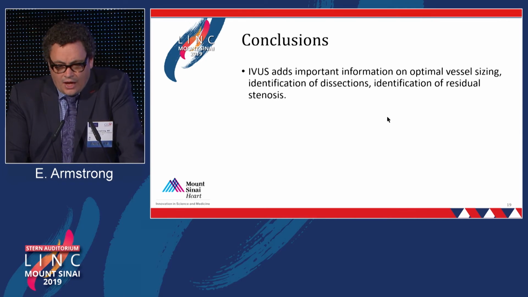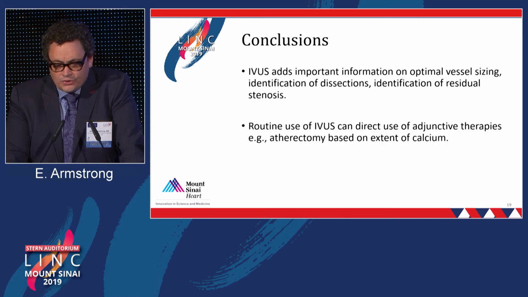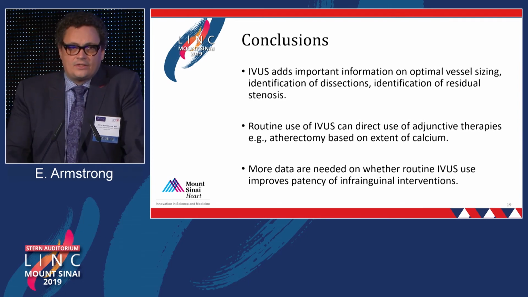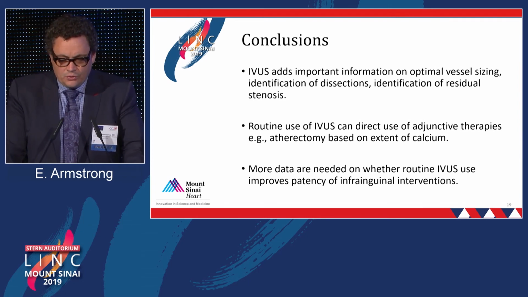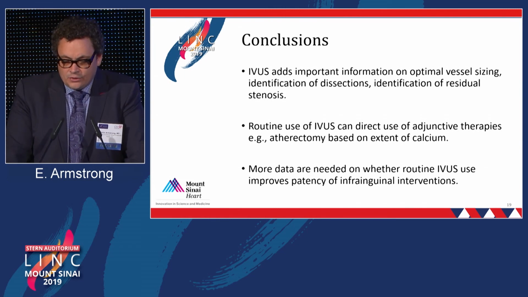In conclusion, IVUS adds important information on optimal vessel sizing, identification of dissections, and identification of residual stenosis. The routine use of IVUS can help direct the use of adjunctive therapies, for example, atherectomy based on the extent of calcification. And the reality is that while these are all instructive case examples and cohort studies, we do need more data on whether routine IVUS use can improve the patency of infrainguinal interventions.